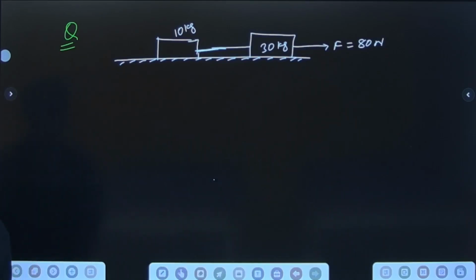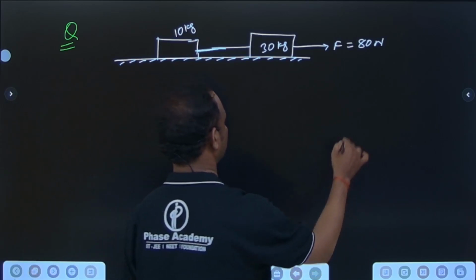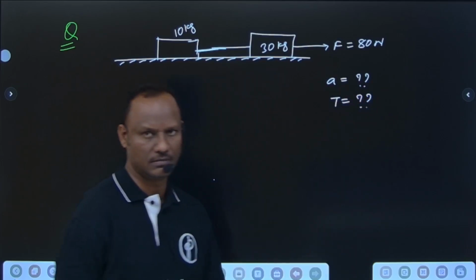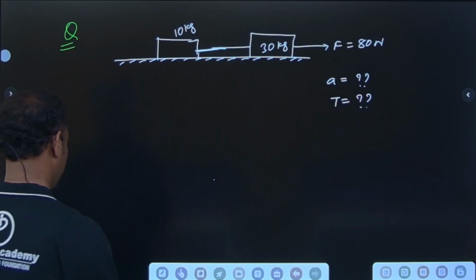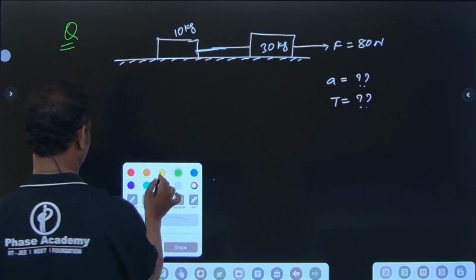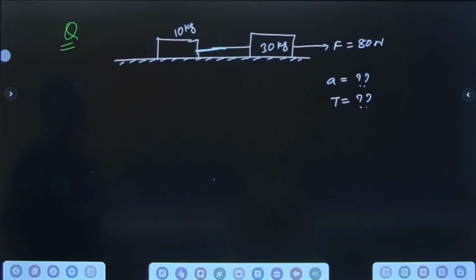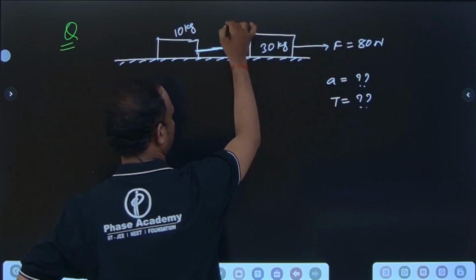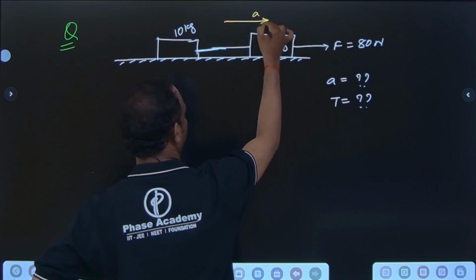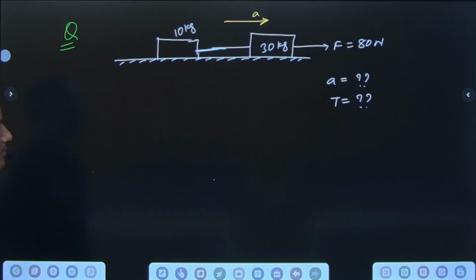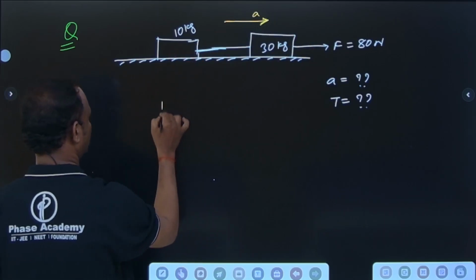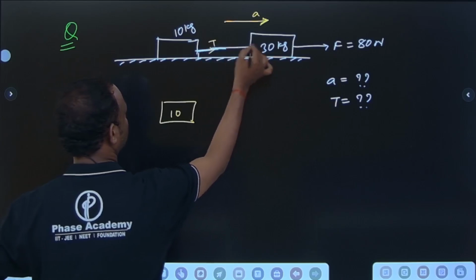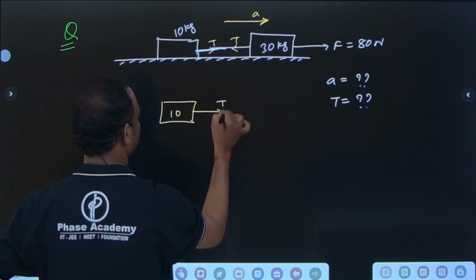The applied force is 80 Newton. The question is, what is the acceleration? What is the tension in the string? Let us move on to the concept. First you go for the free body diagram. This applied force is in the forward direction. This acceleration is also in the forward direction. First I'm taking the free body diagram of this 10 kg. Tension is away from this. This is T.